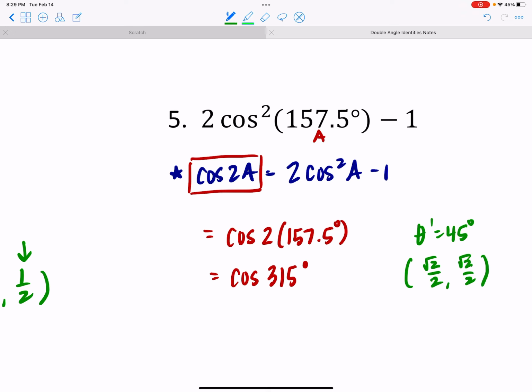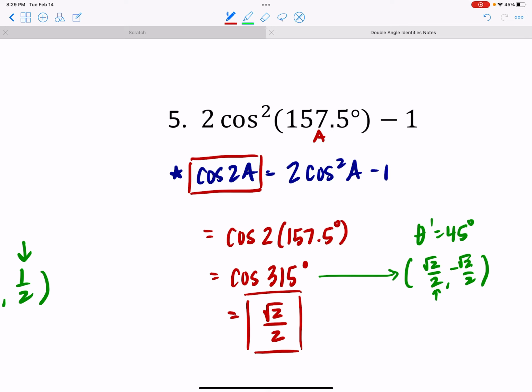Now 315 degrees is going to be in quadrant 4. That's where we have positive x's, negative y's. So 315 degrees is going to intersect the unit circle here. If I want the cosine, I want the x value. So I'm going to go one more step here and say the cosine for 315 is going to be a positive radical 2 over 2. And that's a lot cleaner than the version that we started with, okay?